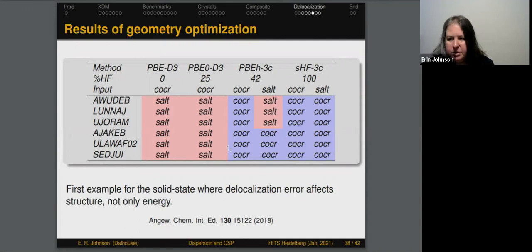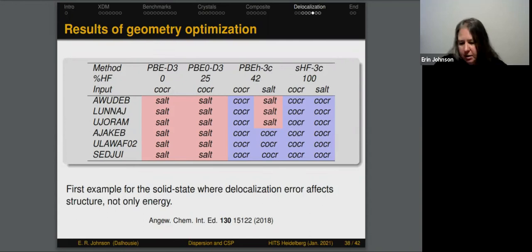However, if we performed a second set of geometry optimizations starting from the salt geometry obtained with the GGA, for three of the six cases, we would again recover the salt structure. And moreover, that salt was found to be more stable than the co-crystal. It was only going to full exact exchange that we recovered the co-crystal structure, regardless of choice of starting geometry. So this is the first example, to my knowledge, for the solid state, where delocalization error doesn't just affect the energy, but can also qualitatively affect the chemical structure of the system.